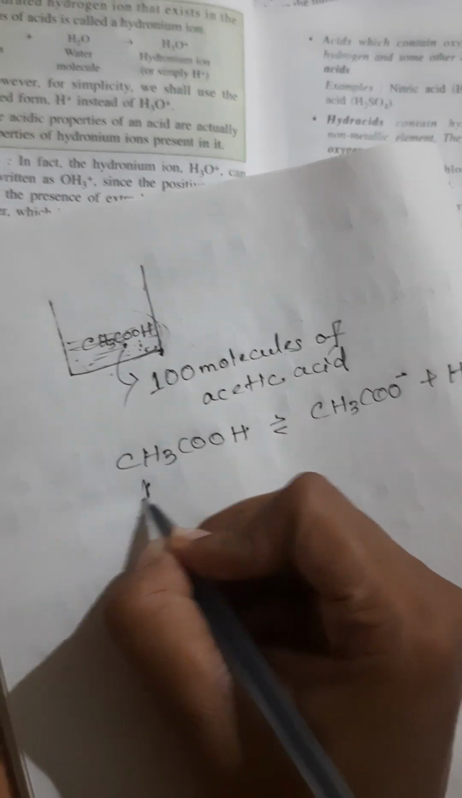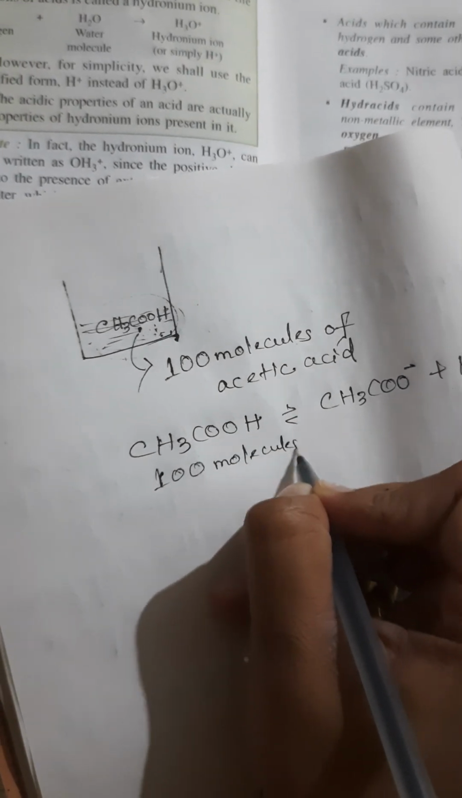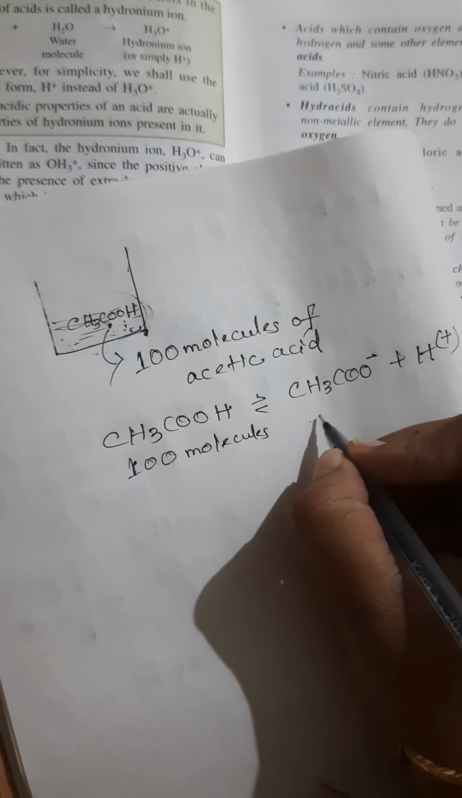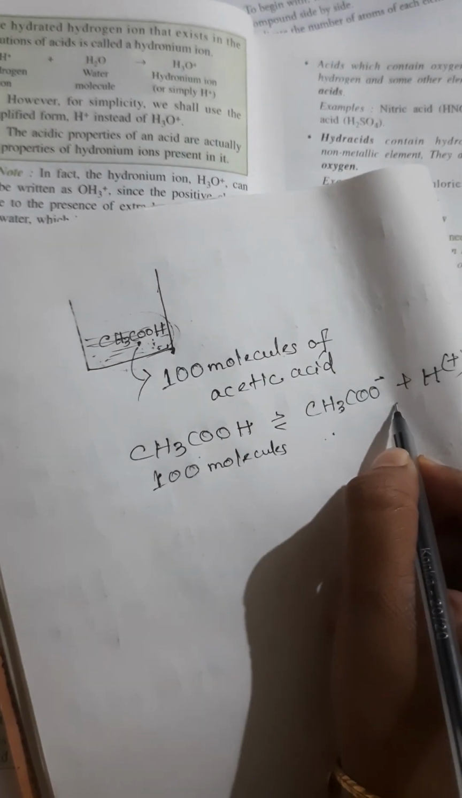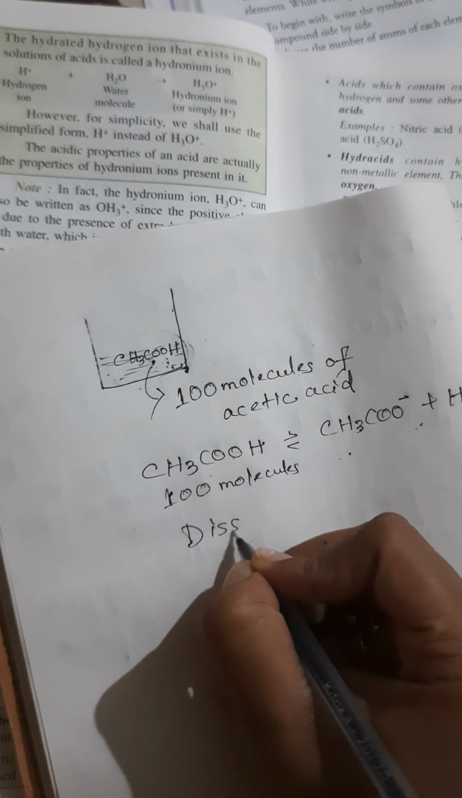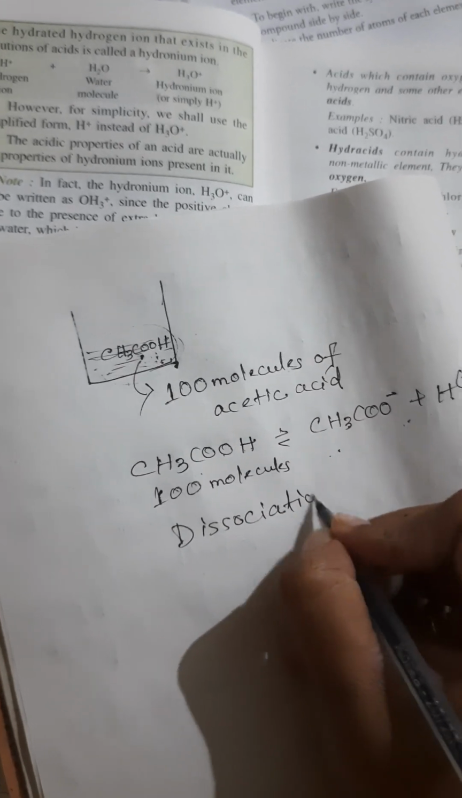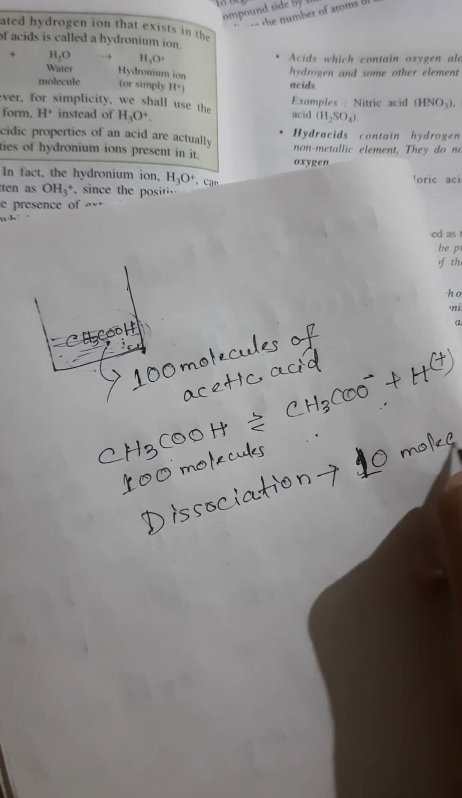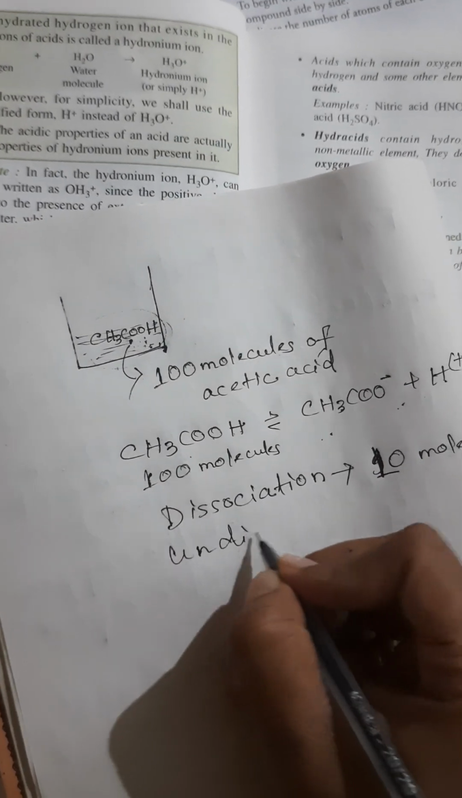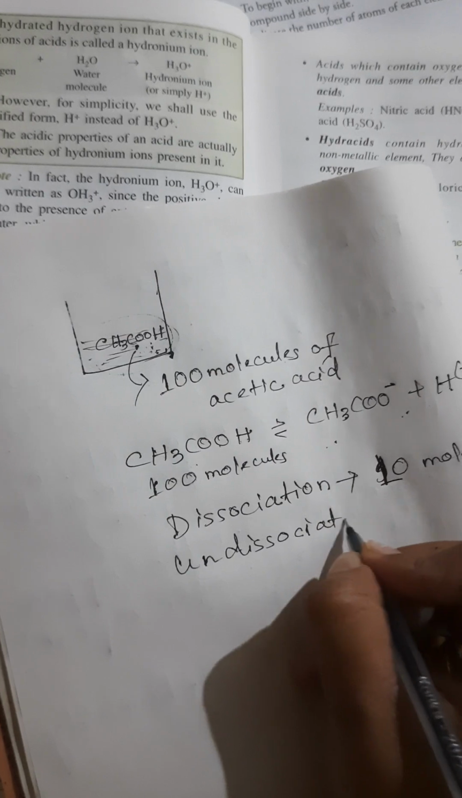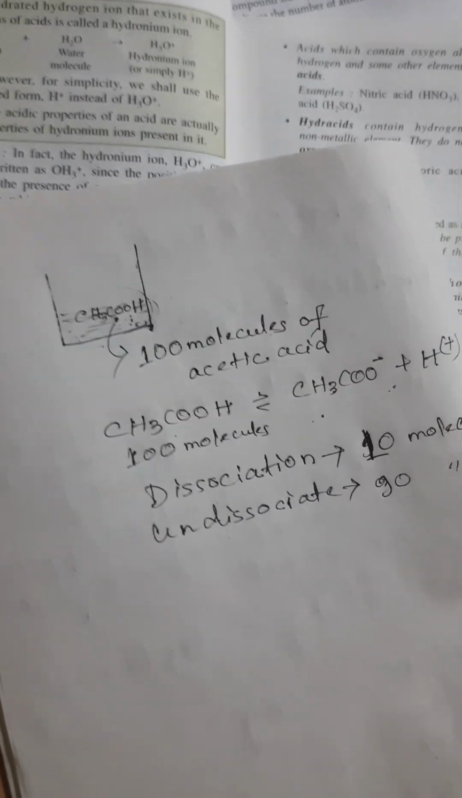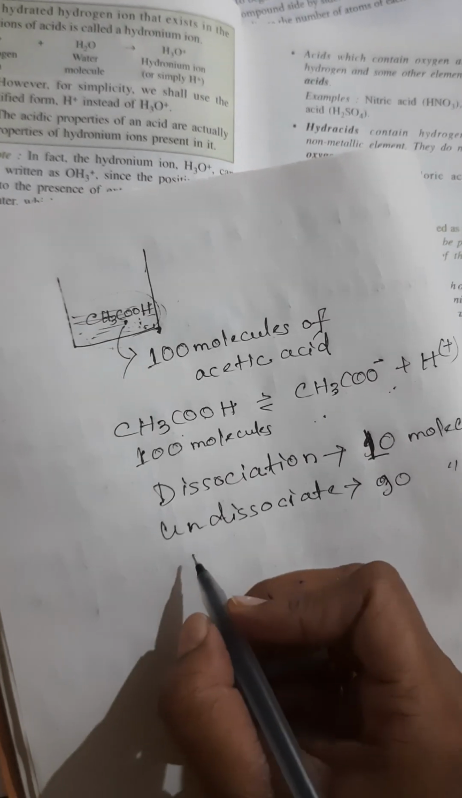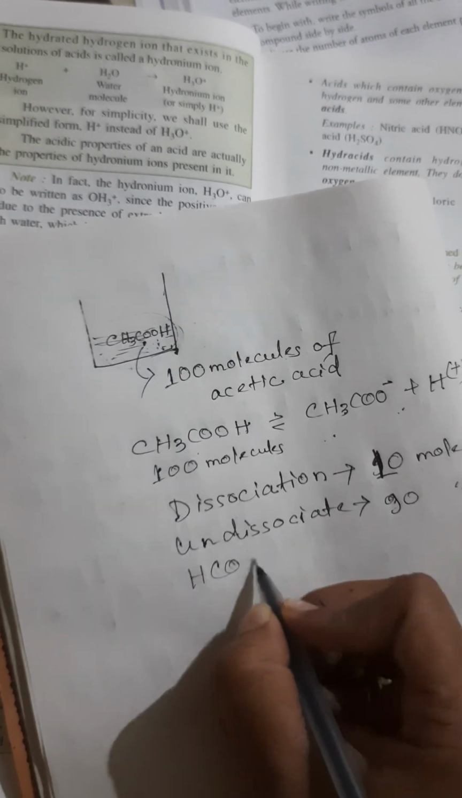But if we have taken 100 molecules of acetic acid, only 10 molecules of acetic acid will dissociate. Is this clear? That means dissociation takes place in only 10 molecules, and the undissociated molecules remain as 90 molecules. Is this clear? Now that's why this is called a weak acid. The same thing is happening in the case of formic acid. This is also a weak acid.